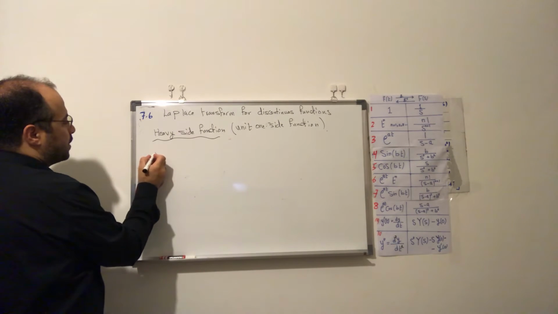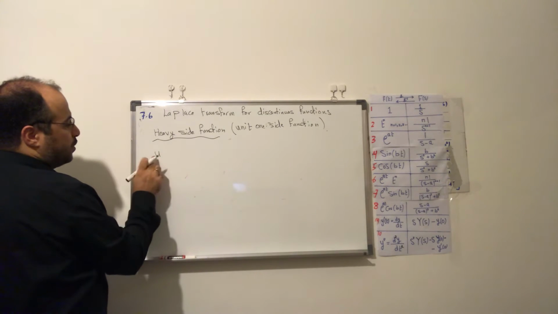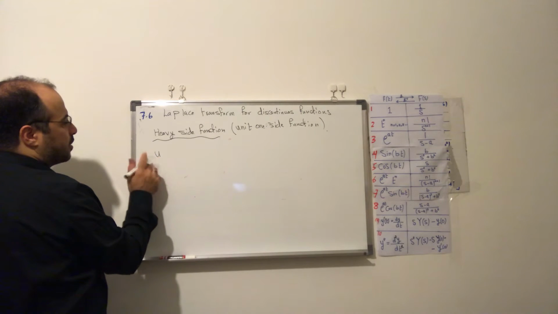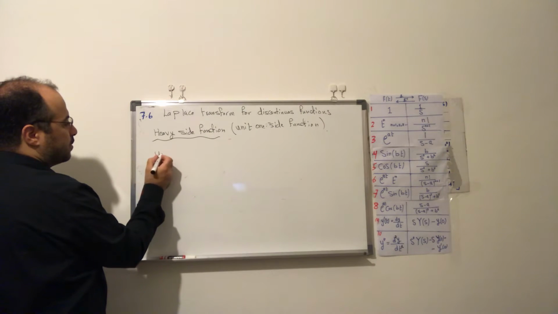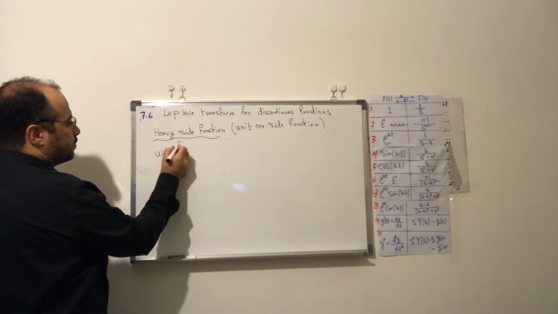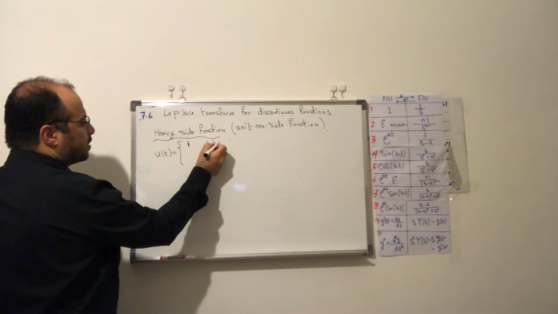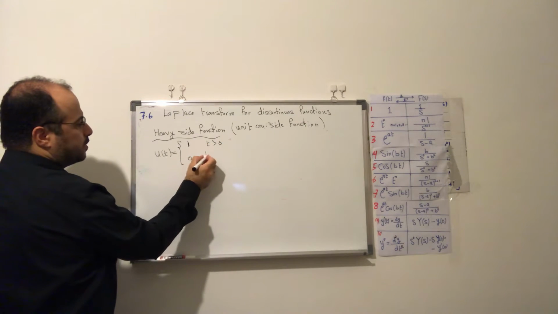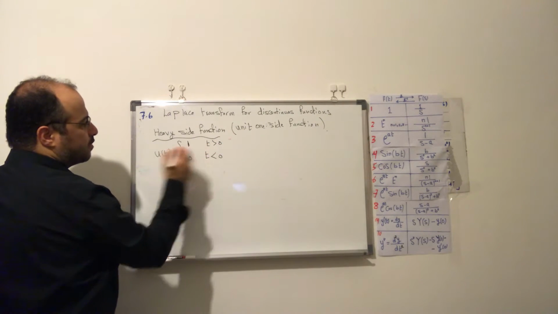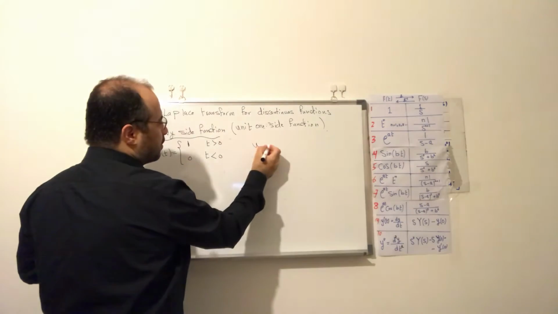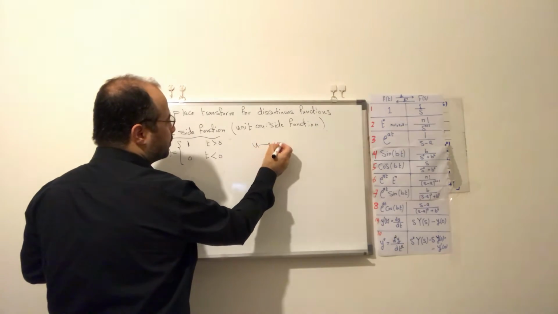Here is the function. It is called U, U for unit. It is coming from the word unit. So U of t is equal to 1 when t is greater than 0, and 0 when t is less than 0.